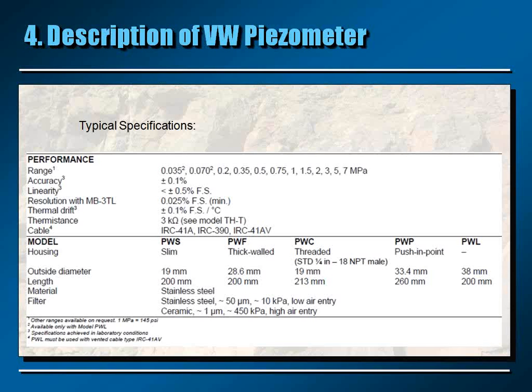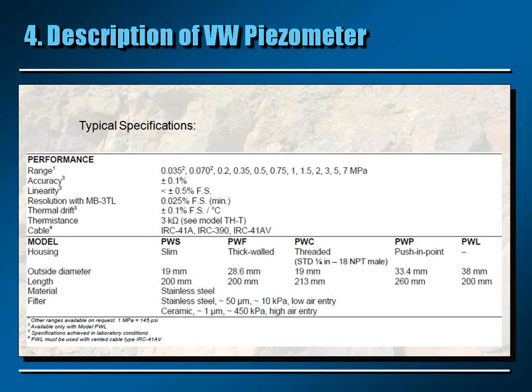Then you have some information about the temperature sensor included in the piezometer. In our case, we use a 3 kilo ohm thermistor. Then you have the different types of cables that are available. And finally, you can see the different models and different sizes of each model. Which brings me to talk a little bit about the PWL. The PWL is a low-range piezometer.